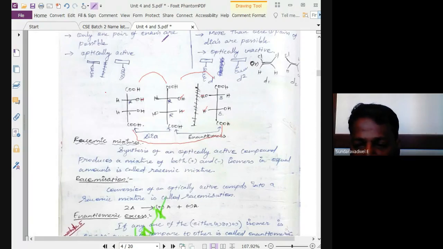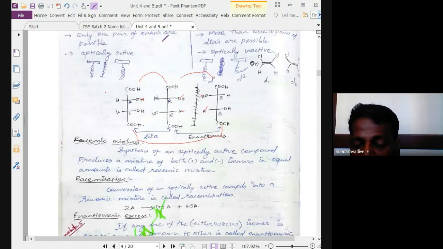We prepare the optically active compound, and that optically active mixture is present in equal composition, equal percentage: 50 percentage of the plus isomer and 50 percentage of the minus isomer. That is called racemic mixture. Then racemization means the conversion of an optically active compound into a racemic mixture. That is called racemization. You got it.